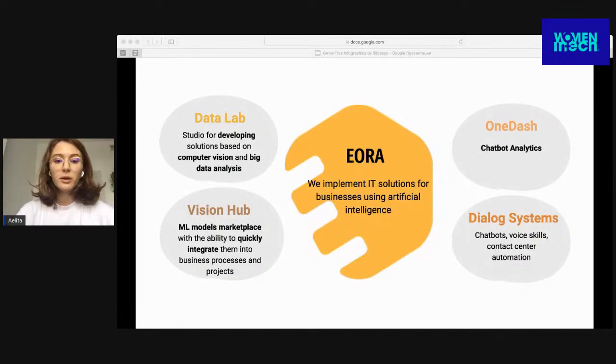I'm working at Eura, and this is actually a group of two companies, Data Lab and Dialog Systems, and I'm part of Data Lab. This company is a studio for developing solutions based on computer vision and big data analysis. Dialog Systems focuses on developing chatbots, voice skills, and automation of contact centers. Also, in Eura, we have two main products, Vision Hub and OneDash. Vision Hub was developed in Data Lab, and this is a machine learning model marketplace with the ability to quickly integrate them into business processes and projects. And OneDash is a tool for chatbot analytics.